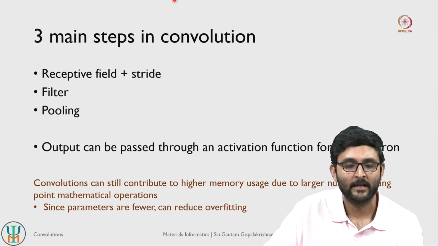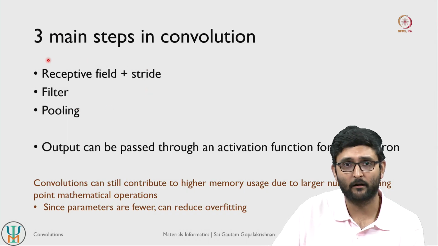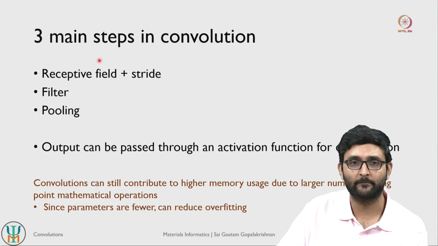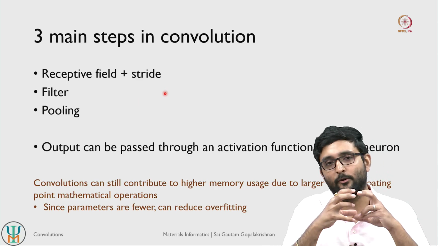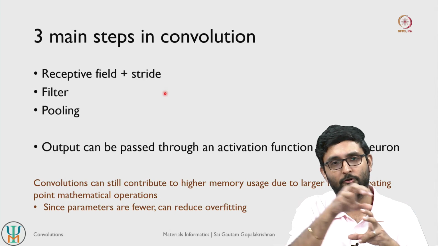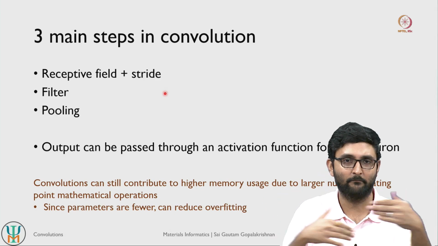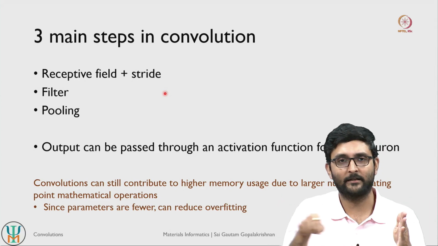Okay. So there are three main steps in any convolutional neural network or a convolutional layer. The first is the definition of your receptive field and what is referred to as stride. So, let's say you have a receptive field, and the receptive field has a bunch of neurons associated with it. Let's say you have a receptive field of a 3 by 3 matrix, so that's a matrix size of 9. So you are basically going to interact with 9 neurons.